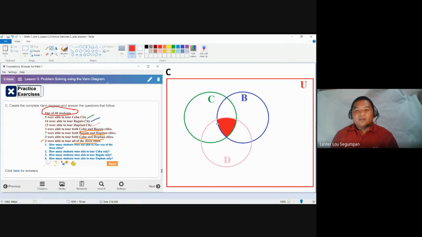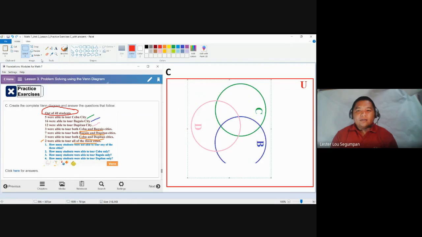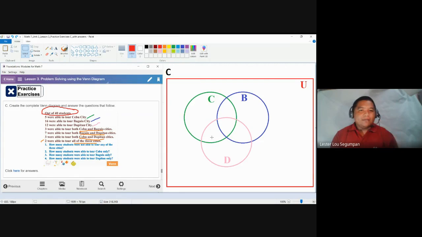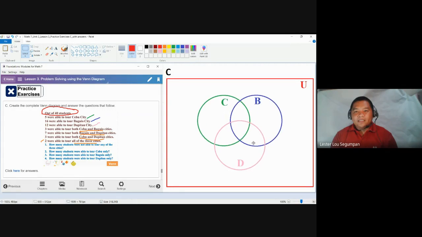This is also part of the blue circle, which is Baguio, and this is also part of the pink circle, which is for Dapitan. So that is our Venn diagram. For those of you who would like to, you could rotate that, or just leave it like that. I'll just make it in the center so it looks better. Yeah, I'm going to place it in the center.